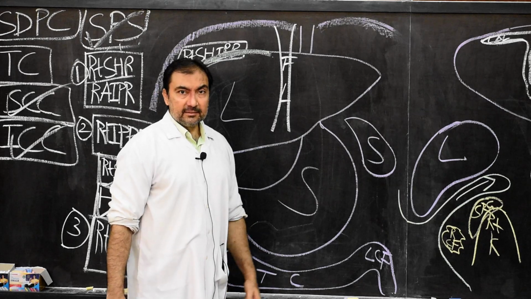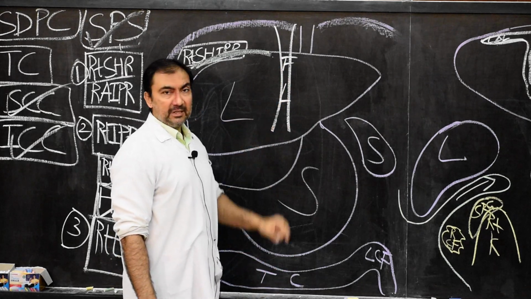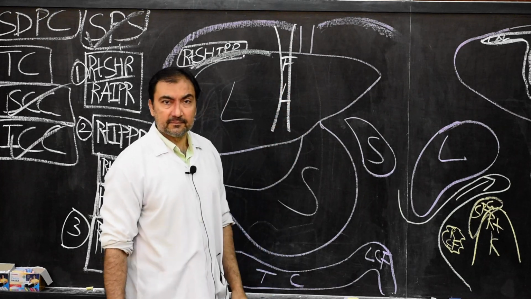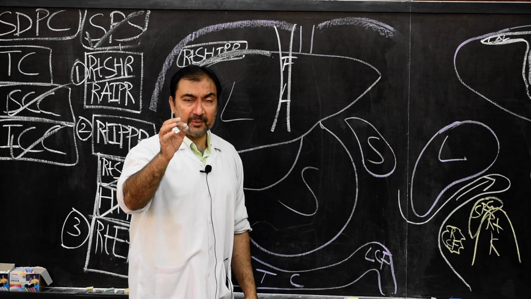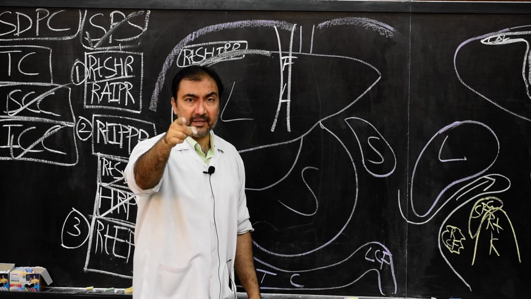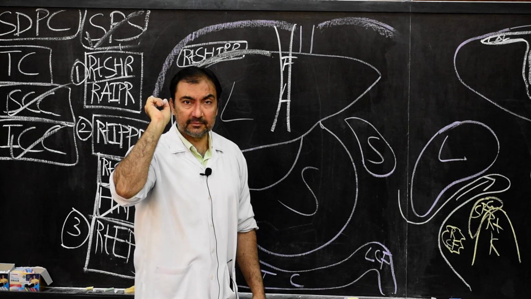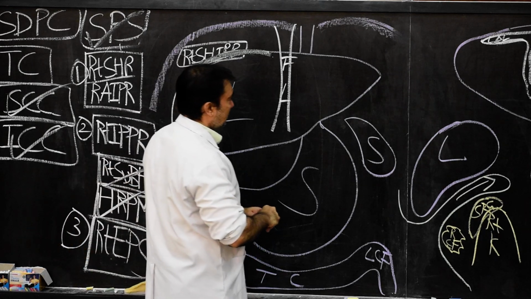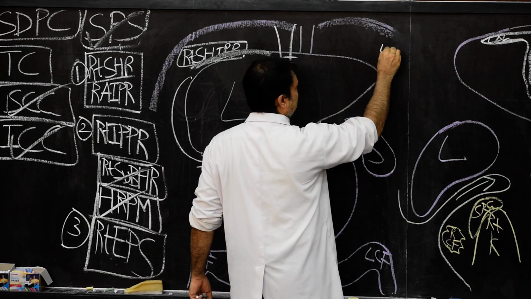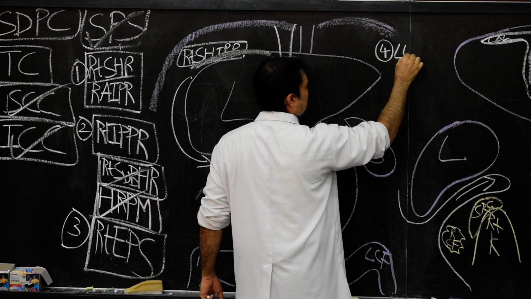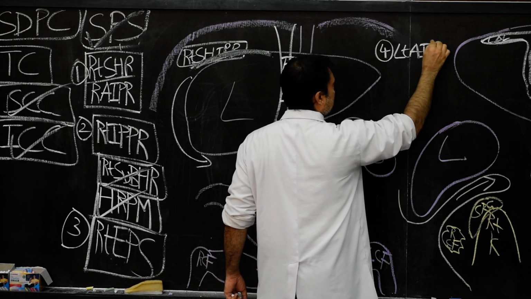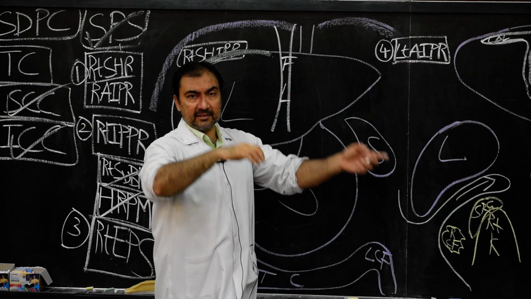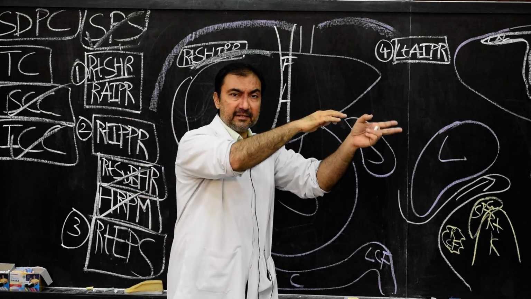On the left side, this is the falciform ligament. The space which is present left to the falciform ligament, we consider that space as the left anterior intraperitoneal recess. Therefore, here we will write down space number 4, the left anterior intraperitoneal recess. Just like the right anterior intraperitoneal recess, left anterior intraperitoneal recess.